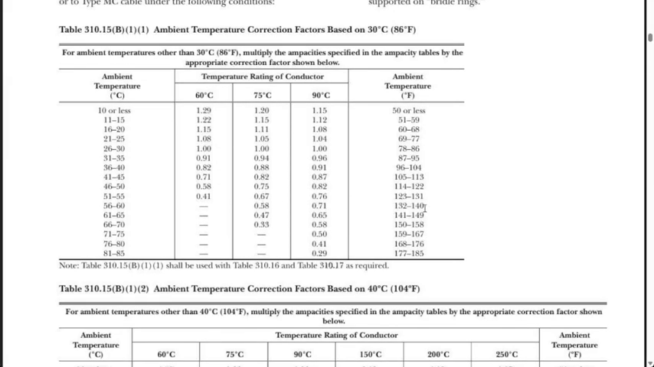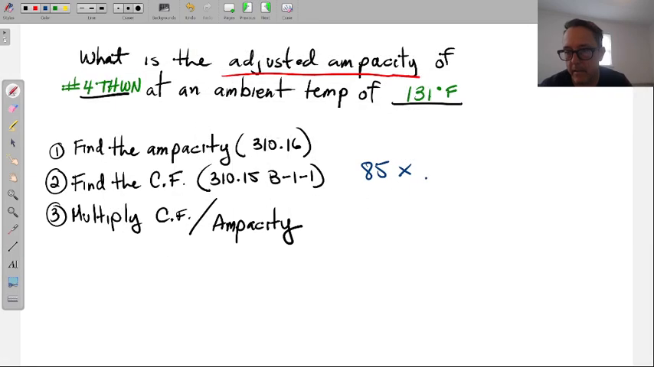What was the temperature? 131? Oh, right at the end. Last one, so 0.67, right? 0.67. It's gotta end soon. Everything ends eventually. This one too. All right, 56.95. That should be the adjusted answer.